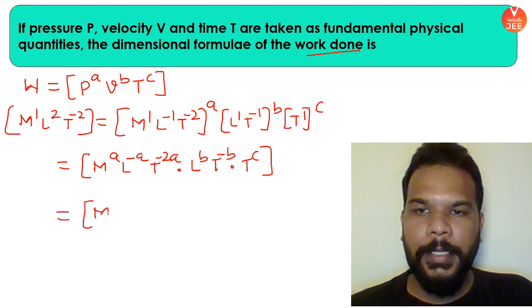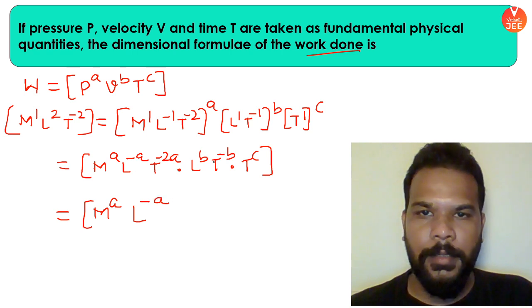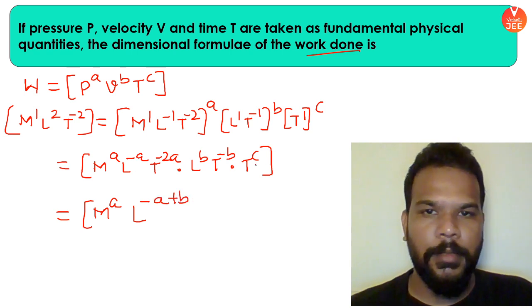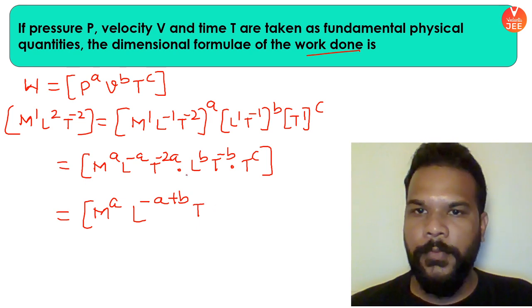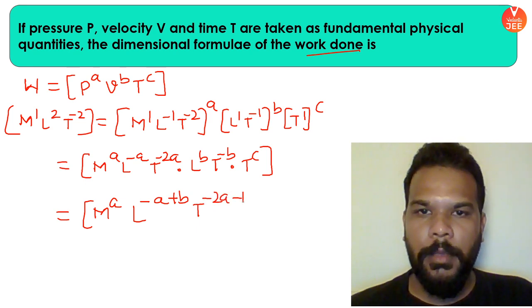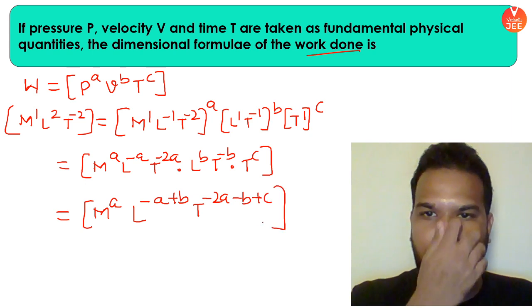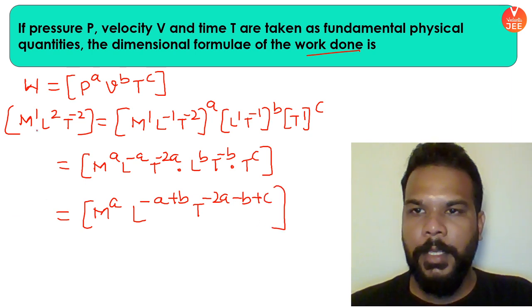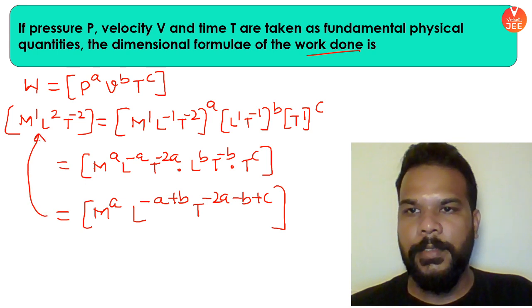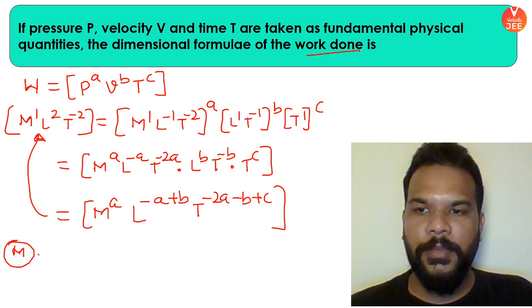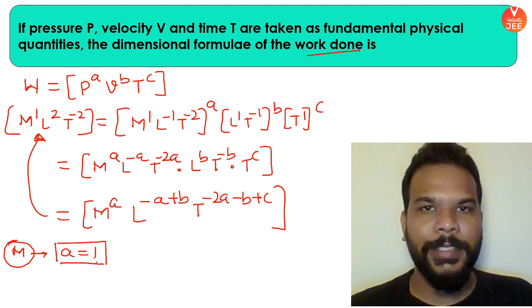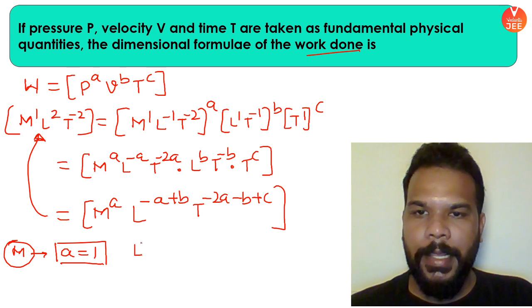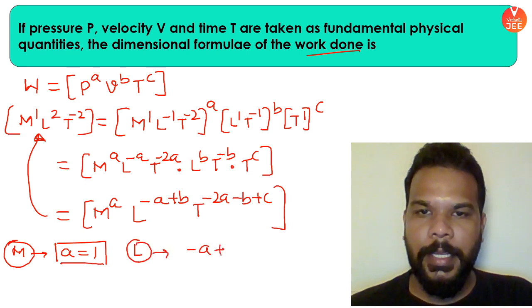So if I consolidate it, I have M to the power a, L to the power minus a plus b, then nothing else for the rest. After that, for T, it is minus 2a minus b plus c. That's what I have for powers of all of them. And let's compare them with this. That means if I compare the powers of M, what do I have? a comes out to be 1. First thing first.